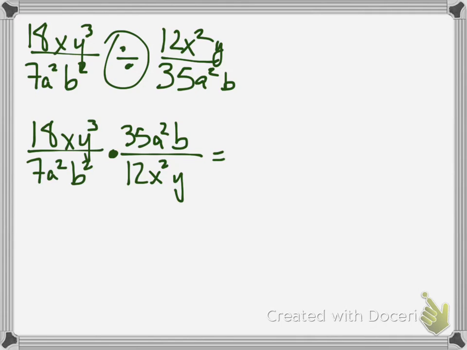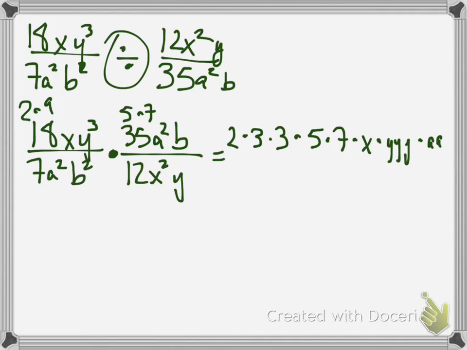All right, so what is 18? 18 is 2 times 9. And 9 is 3 times 3. So 2 times 3 times 3. 35 is 5 times 7. You got to know your prime numbers. It's really helpful to know your prime numbers here. 7 is just 7. Oh, and I'm going to put the X and 3 Y's and 2 A's and a B. I was trying to squeeze everything in.